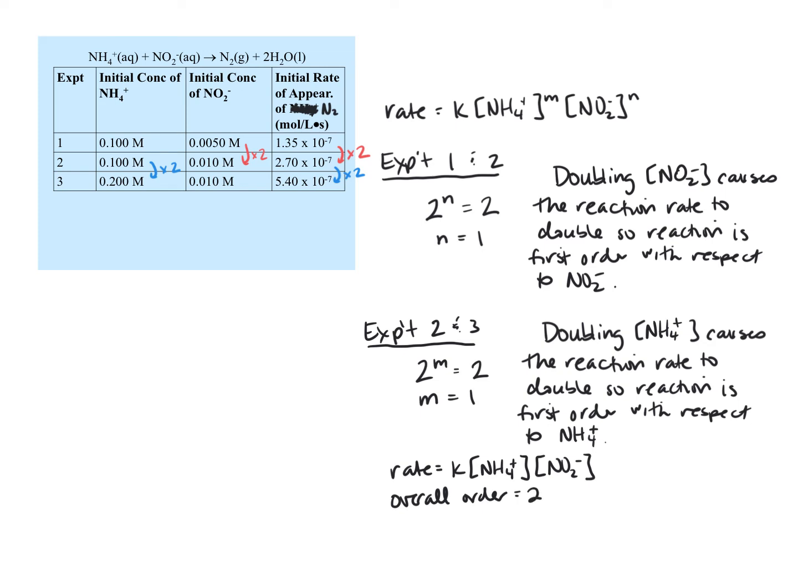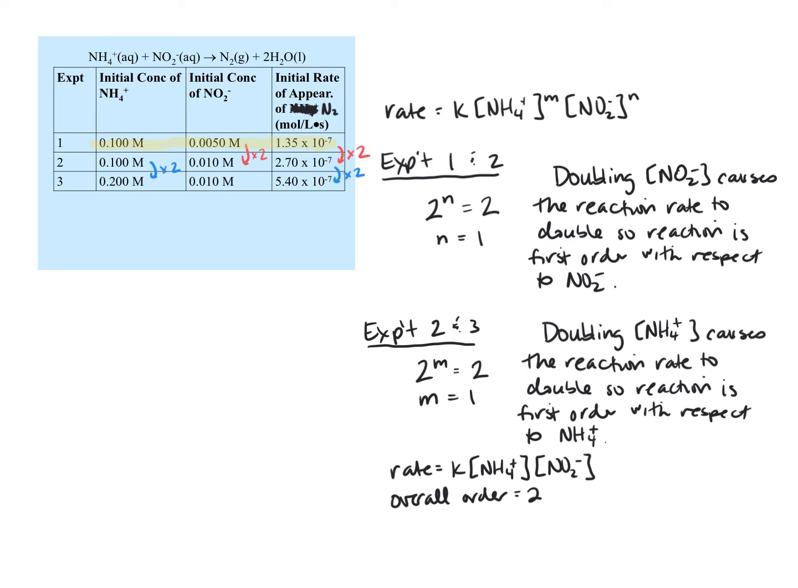Okay, the next thing, part C of your question, asks you to determine the value and the units for K. In this case, you can pick any of the experiments that you've done. So I would go ahead and pick the first experiment here. I'm going to highlight that one, these numbers, and we can plug those numbers into the rate law.